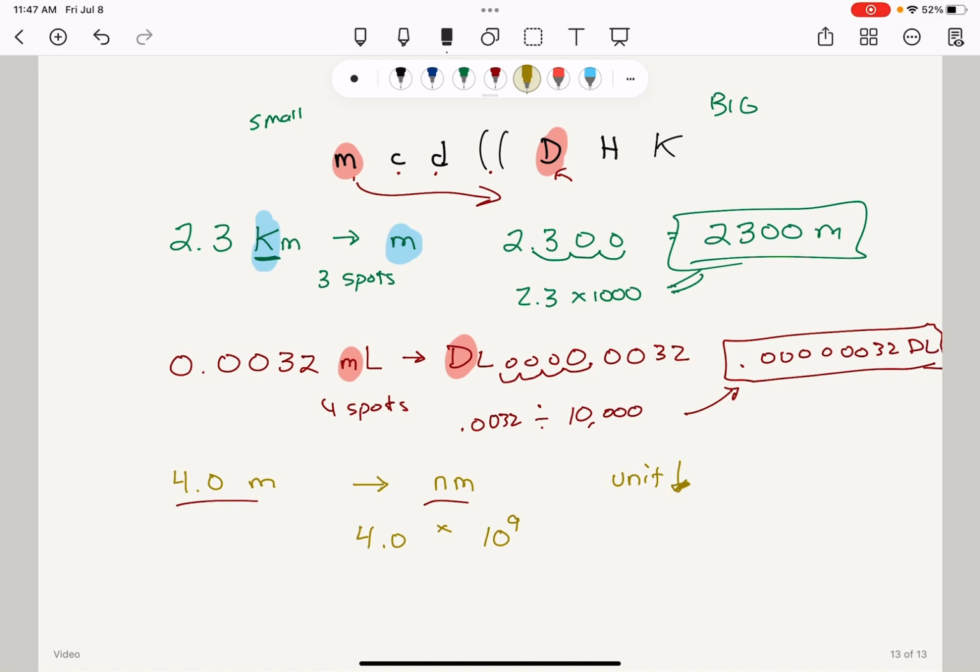And what do you know? We have the answer already written in scientific notation for us. So therefore, that is our final answer in nanometers like that.